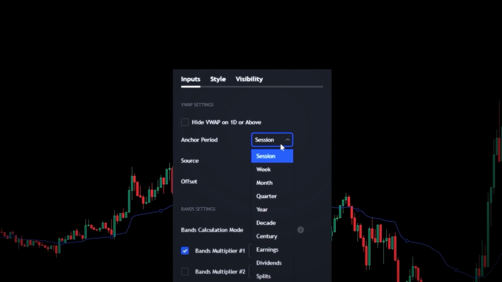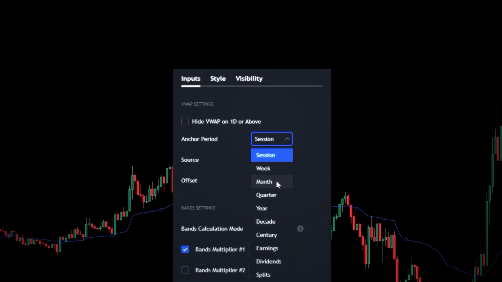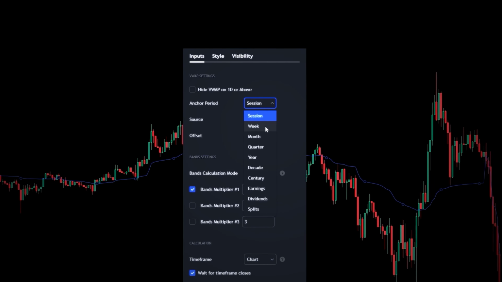By changing it from Session, which is the default option, we can experiment with different time frames like the weekly or the monthly. I highly suggest everyone gives this a go for themselves. As always, higher time frame levels are more significant, and the same thing applies to our VWAP.